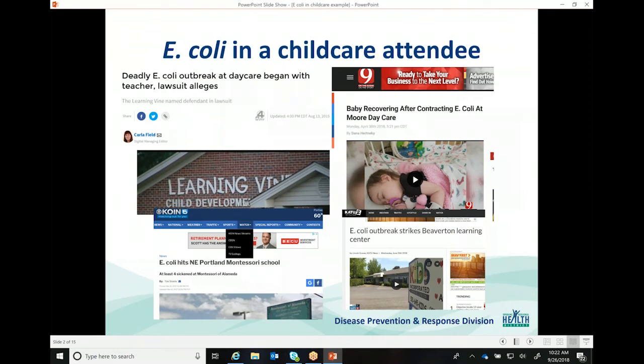Really, nobody wants a child to become sick at all, but when an illness as serious as this appears to be linked to a facility with which we entrust our children, it can become news. And this is also an area where there can be the potential for litigation. So it's important to keep that in mind if you ever have to do one of these investigations.